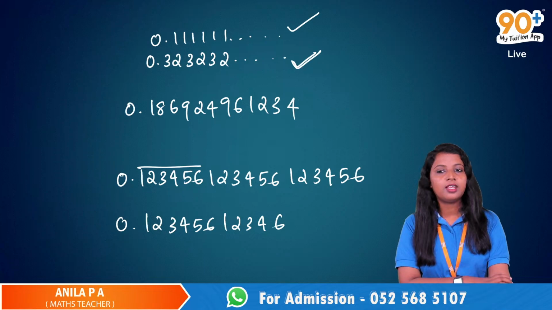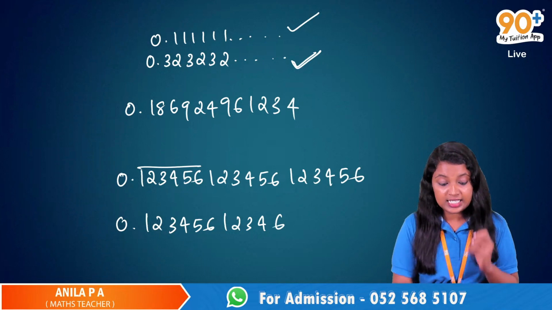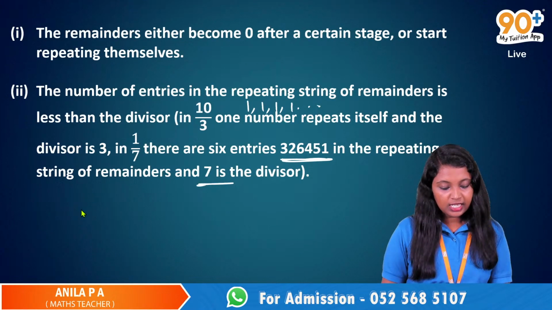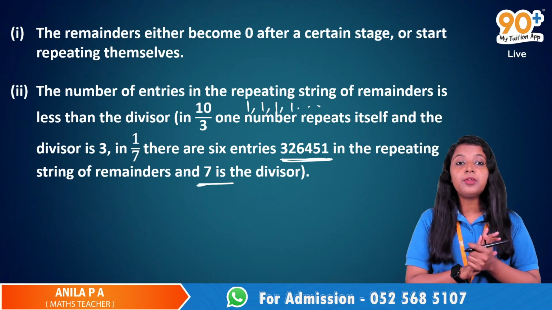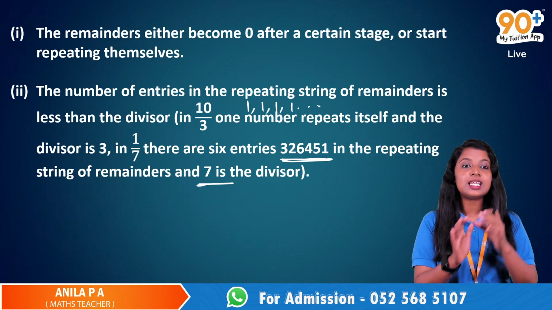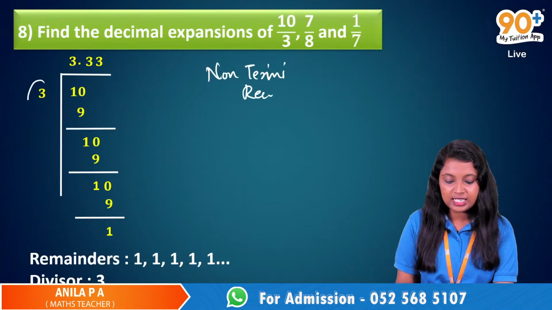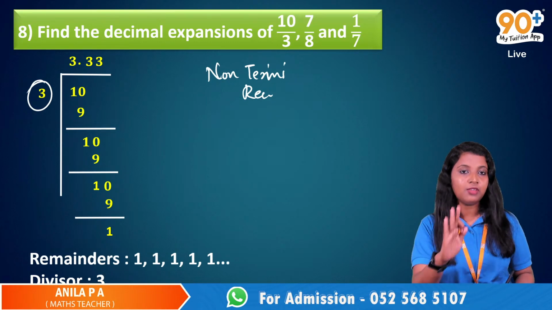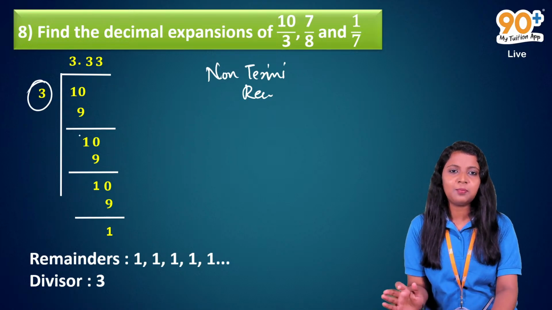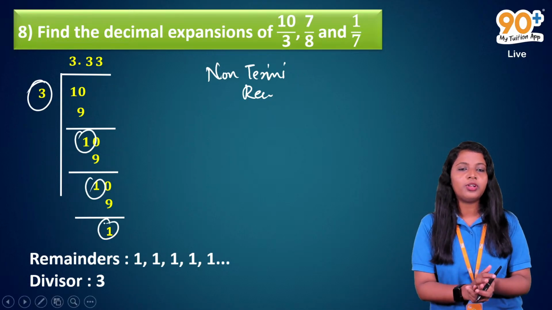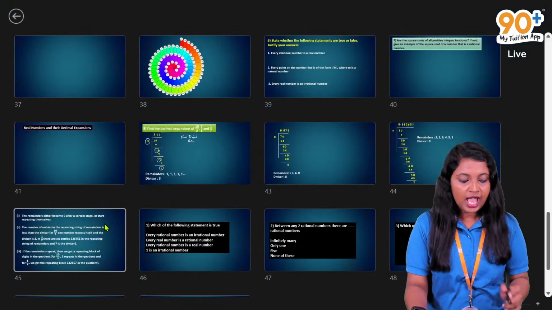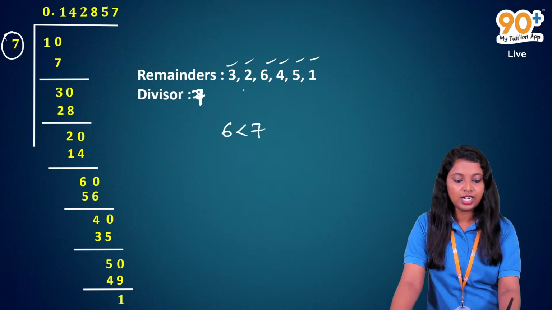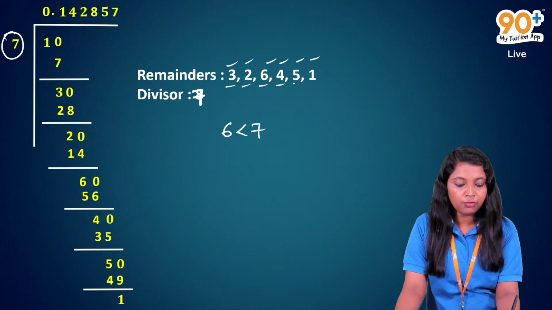So we have to divide until, see, that is the second point. Here, the second point is that the number of entries in the repeating string of remainders is less than the divisor. So here, the divisor is 3. So you have to check for at least 3 remainders. Not 3, after 3, 1 more. Here, this is repeating after 1, 1, 1, 1, 1. So you don't have to check for the other ones. And here, since the divisor is 7, you have to check for at least 7 remainders. Here at 1, 2, 3, 4, 5, 6.